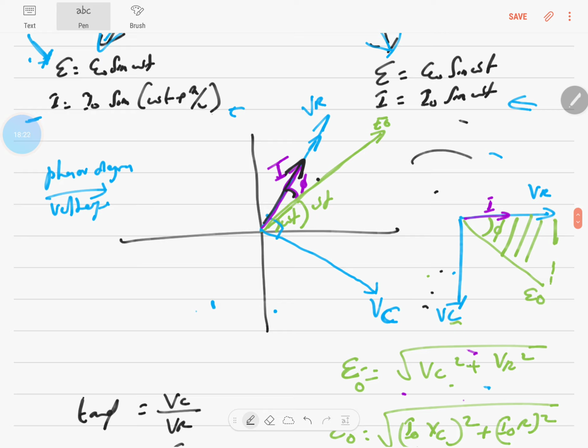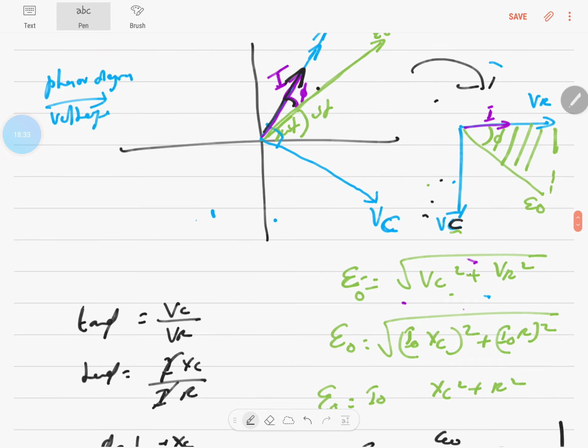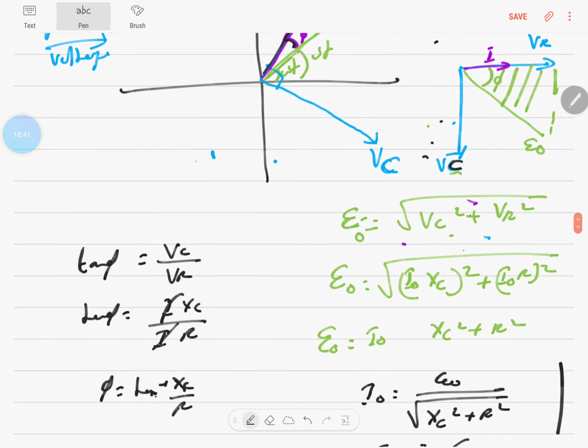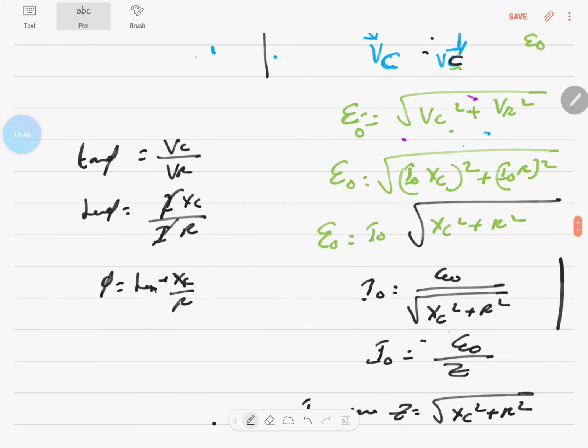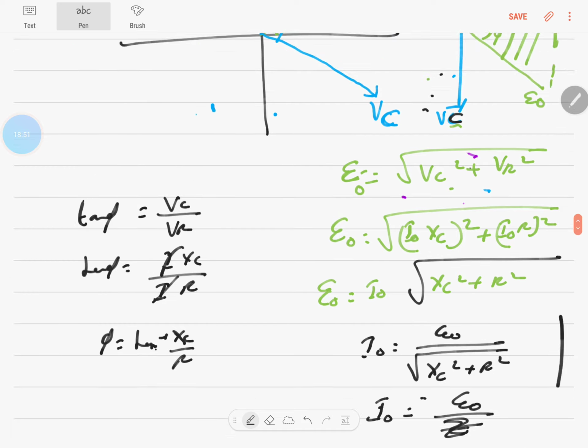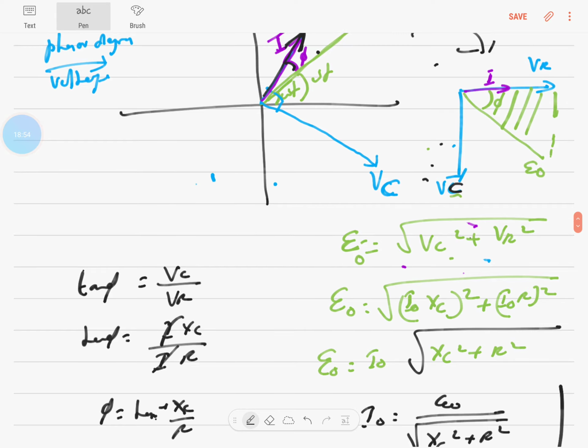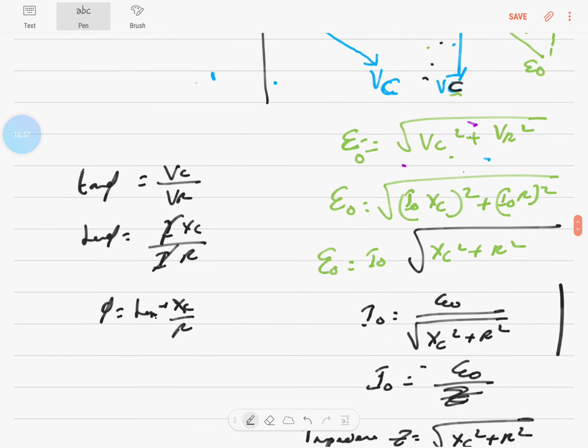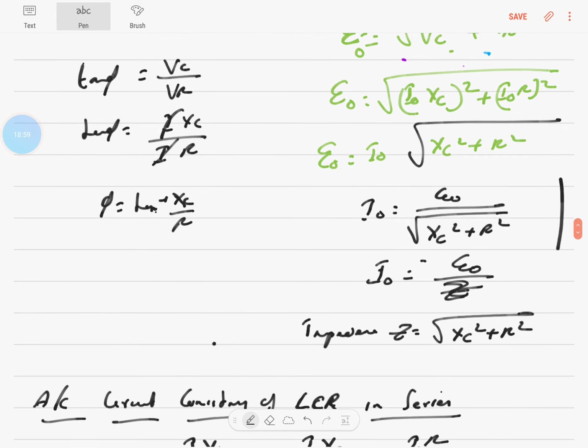And you can translate this into this diagram, where the blue color is VR and VC, capacitance, and E naught is the resultant. You can directly write E naught is root of VC square plus VR square. That's easy, no need of the vector form. VC is I naught into XC, the whole square, plus VR is I naught into R, the whole square. I naught can be taken out common, it's XC square plus R square. So I naught is equal to E naught by root of XC square plus R square, where the denominator is impedance. And we can also write tan phi, which is opposite by adjacent, which is VC by VR, I XC by I R. I and I get cancelled, so phi is tan inverse of XC by R.